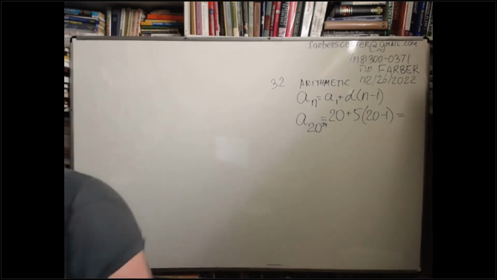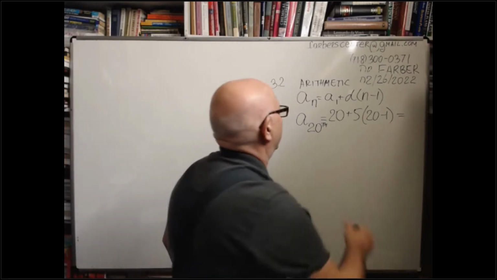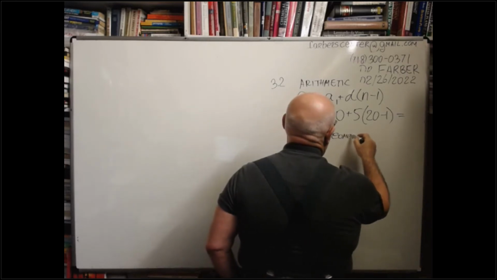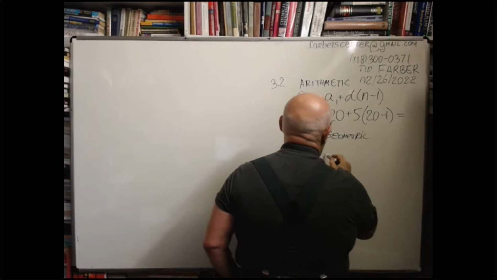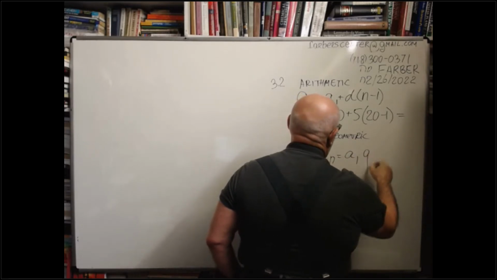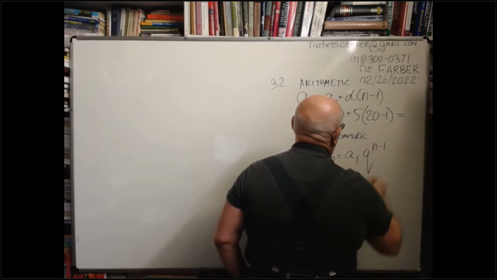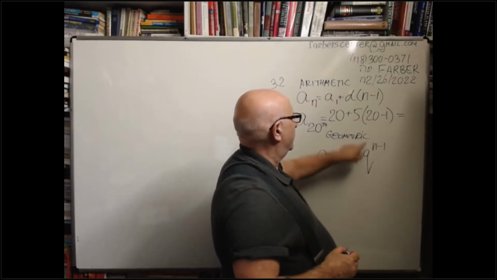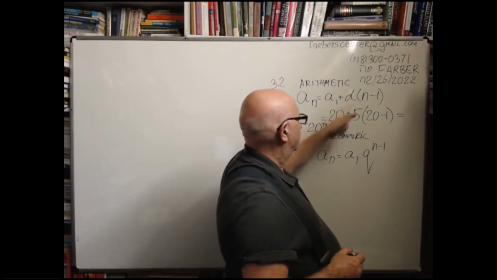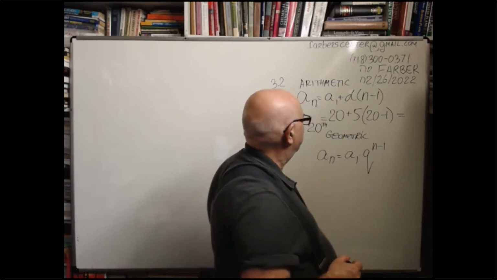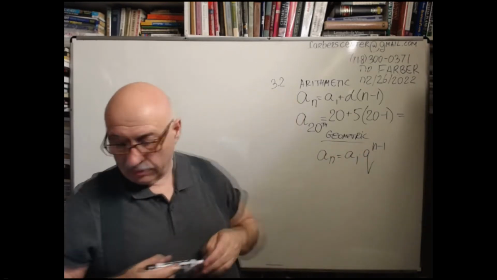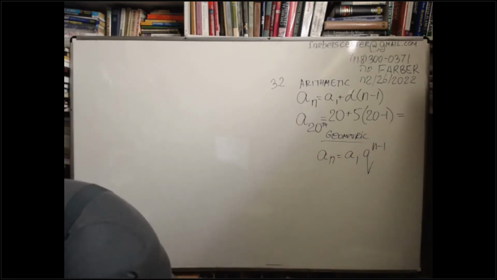If it were a geometric sequence, what would we write? Just to remind you, for geometric, an equals a1 times q to the power n minus 1. This is a constant ratio, and this is a constant difference. This grows faster. Geometric, arithmetic, just a reminder. But another question can be arithmetic, geometric.